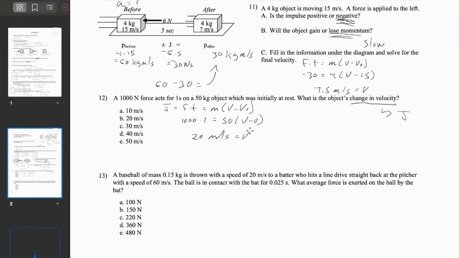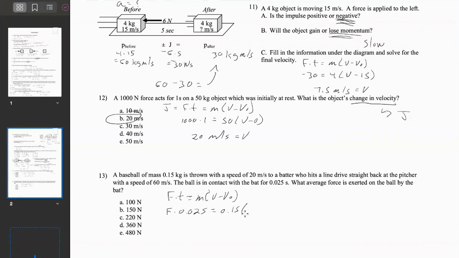The answer is B. The very last question, a baseball of mass 0.5 kilograms is thrown with a speed of 20 meters per second to a batter who hits the line drive straight back to the pitcher with a speed of 60 meters per second. Keep in mind here the ball changed directions, so the sign has to as well. The ball is in contact with the bat for 0.025 seconds. What's the force exerted on the ball by the bat?